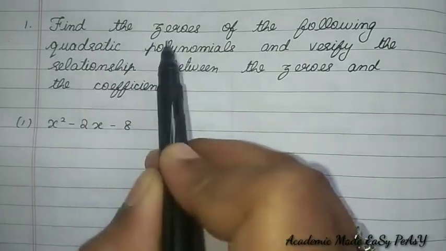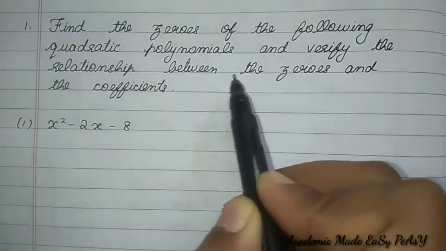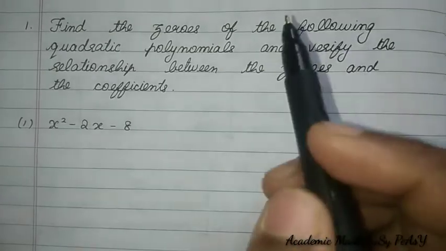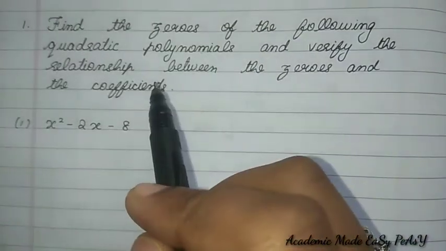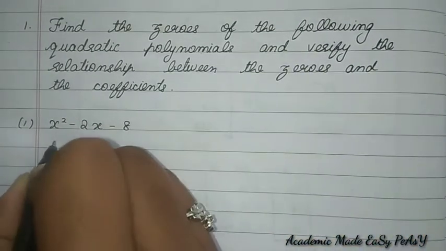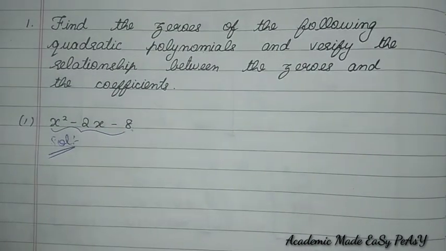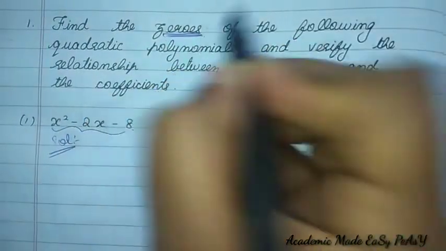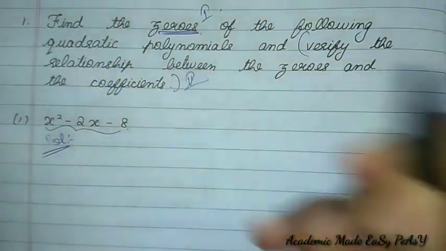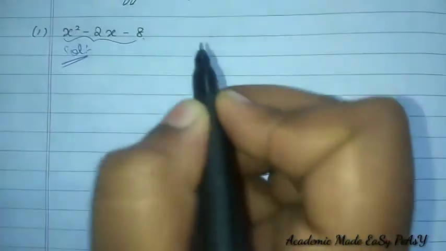Question 1. Find the zeros of the following quadratic polynomials and verify the relationship between the zeros and the coefficients. We have already learnt how to find the zeros and how to verify the relationship between zeros and coefficients, isn't it? So now let's move on to the sums. In the first subdivision, a quadratic equation is given. First, find the zeros of the polynomial. This will be the first part, and verifying the relationship will be the second part. So first we will be finding the zeros.